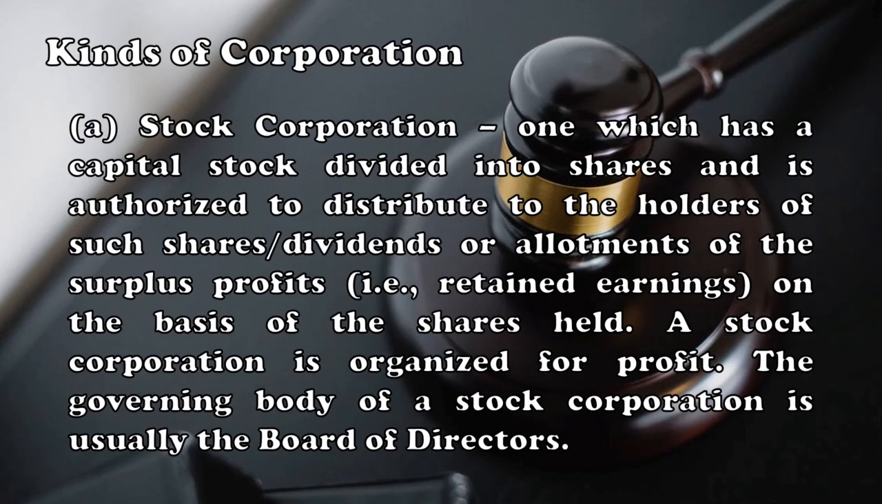So we have kinds of corporations here. First is the stock corporation, one which has a capital stock divided into shares and is authorized to distribute to the holders of such shares dividends or allotments of the surplus profits. Example is retained earnings. On the basis of the shares held, a stock corporation is organized for profit. The governing body of a stock corporation is usually the board of directors.